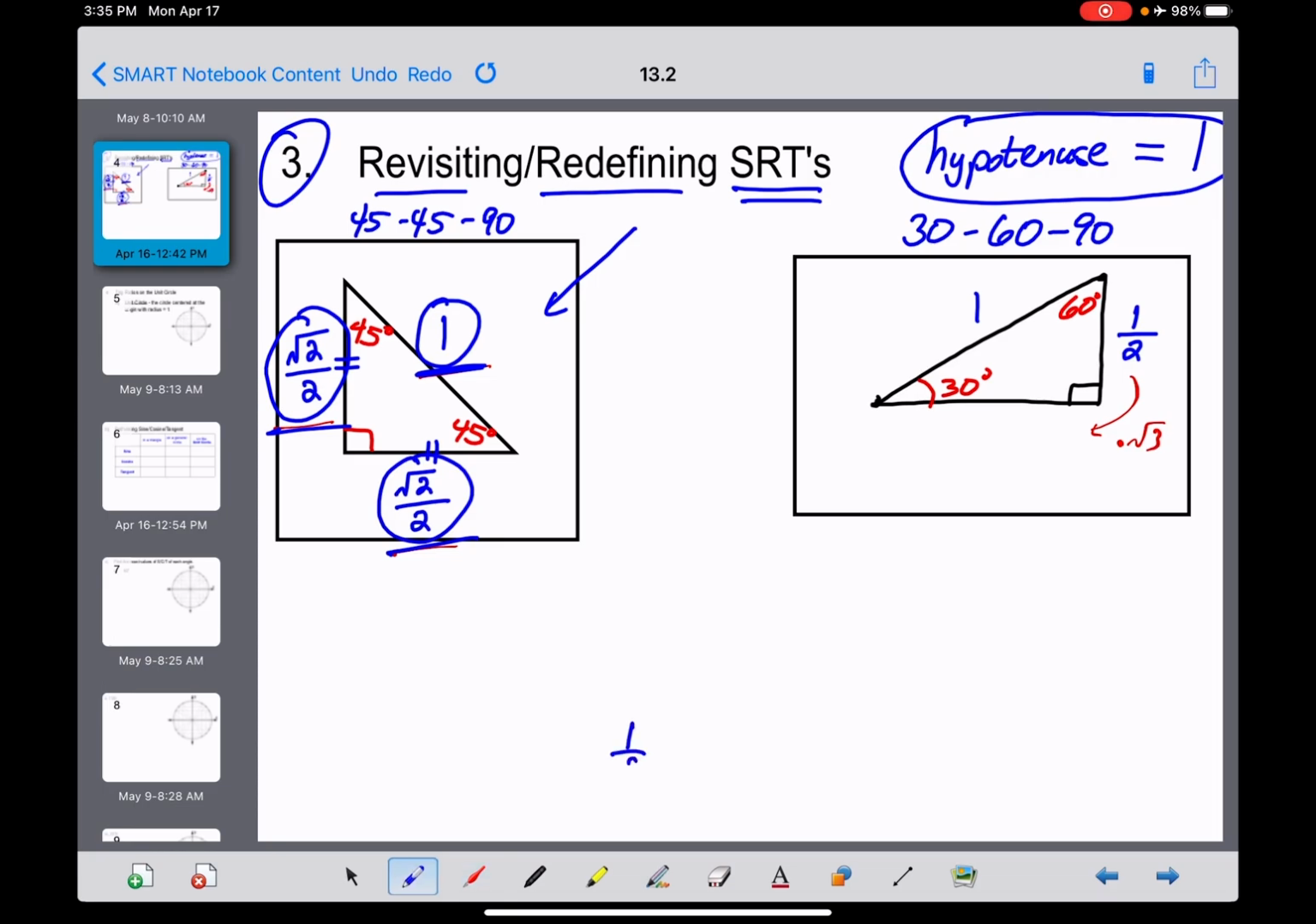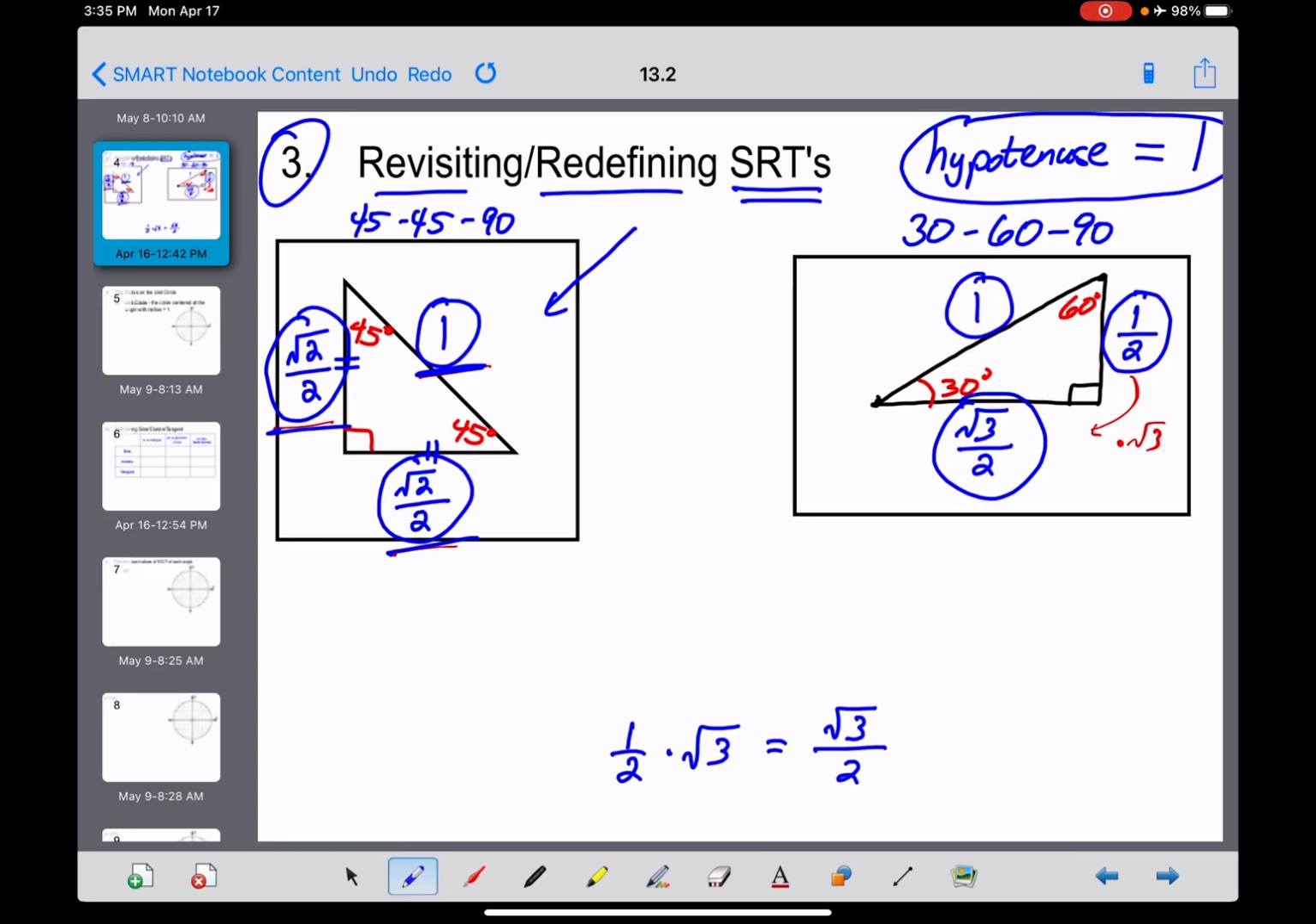So we would take 1/2 times the square root of 3, and that just becomes 1 times the square root of 3 is root 3 all over 2. So the long leg here is root 3 over 2. And guys, this is a group of numbers that you need to have memorized as well.